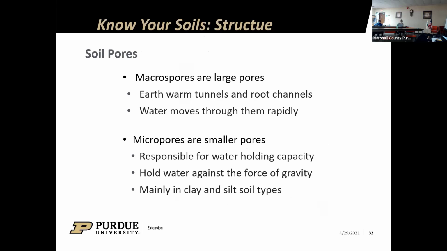So then the good thing is that we have some macropores. Worms that actually tunnel can help make nice openings that go down into our soil. And then root channels, that's why cover crops can be advantageous as well, to create root channels that crops we grow later can follow down and move down into the soil.